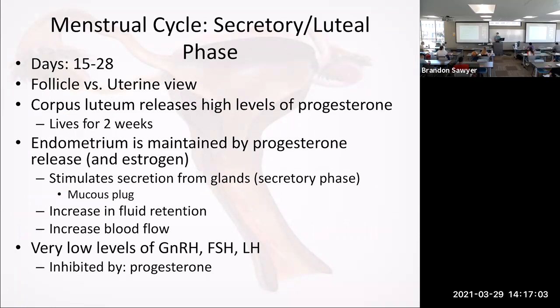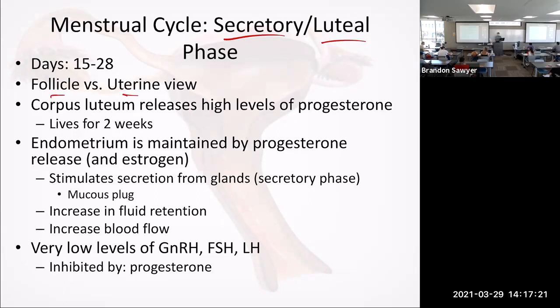Okay, and this is called either the secretory phase or the luteal phase, depending on whether we're focusing on the endometrium, then it'd be the secretory phase, or if we're focusing on the follicle, then it's the luteal phase, because this is where the corpus luteum is there. Okay, and that's the follicle versus uterine view.